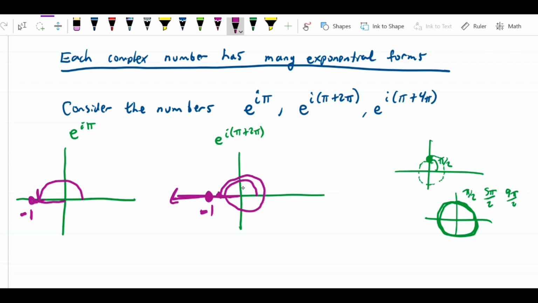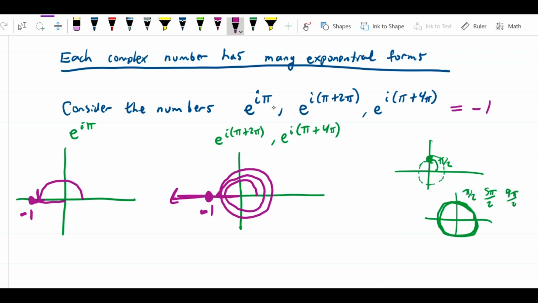And as you can see, I could really do the same thing with e raised to the power i times (pi plus 4 pi). In this case, I've already got an extra 2 pi around the unit circle. Now I'm going to go another 2 pi around the unit circle, giving me a total of 4 pi. So I started at pi, and then I walked twice around the circle, ending up in the exact same place. Once again, you walk 1 unit in the direction that you've arrived at, you end up at -1. So all of them are equal to -1.